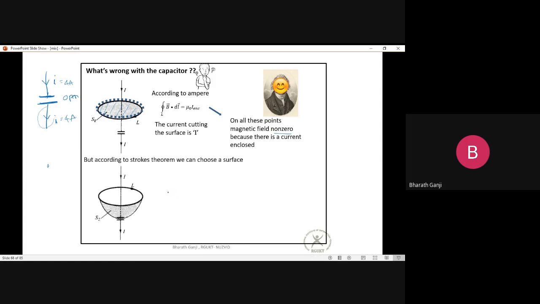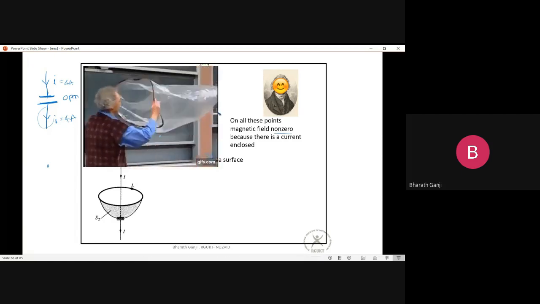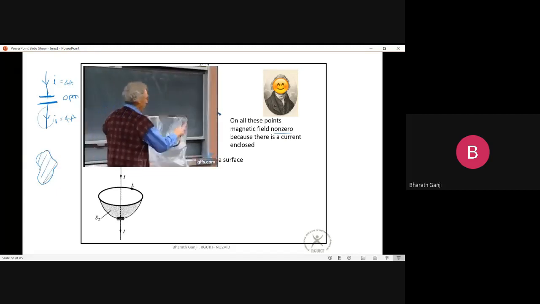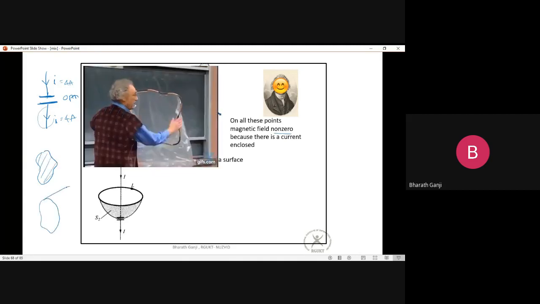But what happens if I choose a surface like this? Because Stokes theorem says it doesn't matter which surface you choose, the loop integration should always be equal. So this loop integration should not depend upon the surface you attach to this loop. What kind of surfaces can I attach? As I was saying previously when I showed you a video, if I take a loop like this, I can attach a flat surface to that loop, or to the same loop I can attach a surface which is like a bag coming out like this.